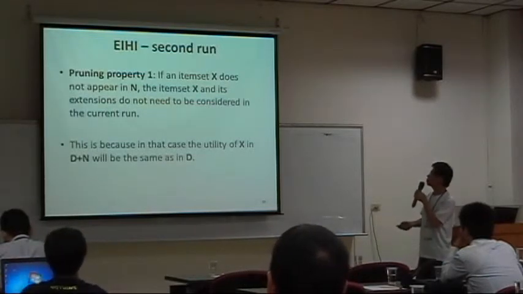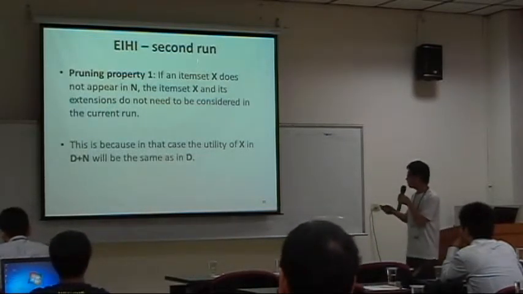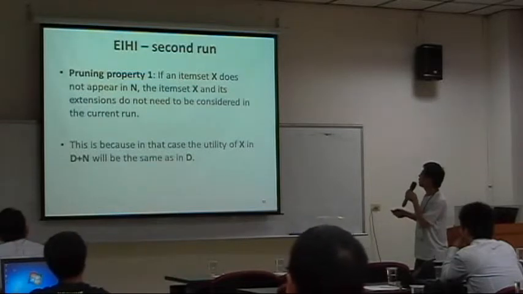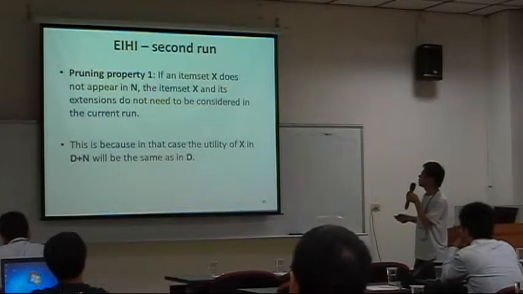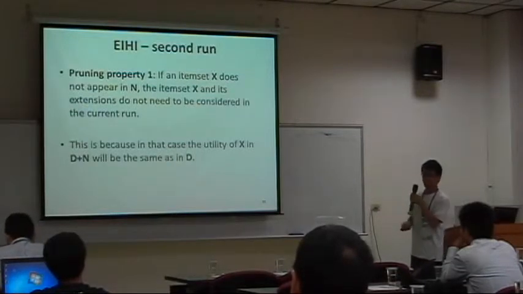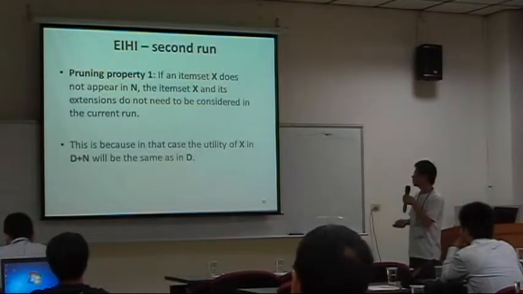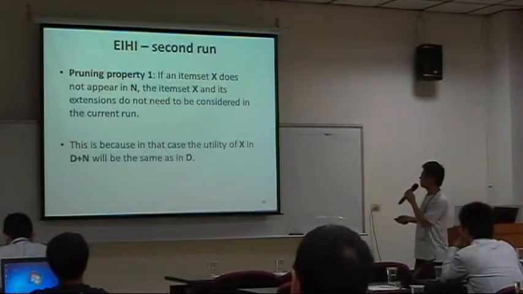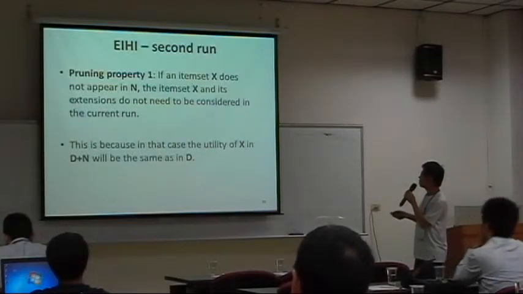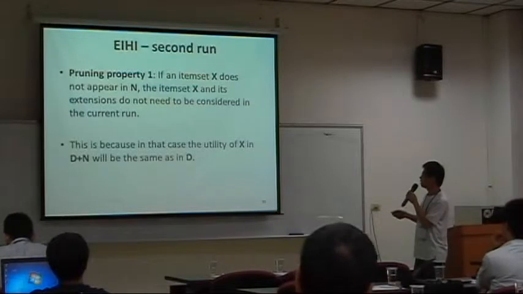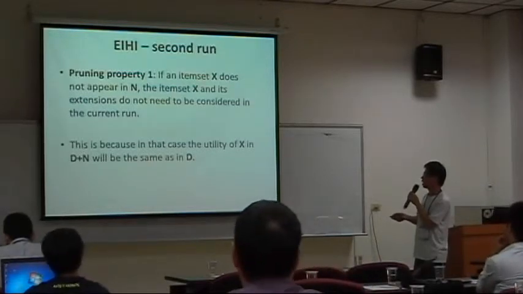Here's pruning property 1. If an item set X does not appear in the new transaction data, then the item set X and its extensions do not need to be considered in the current run. It's because in that case, the utility of this item set X in the updated database will be the same as in D.